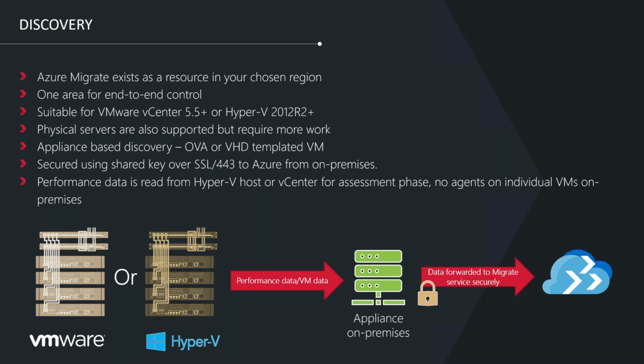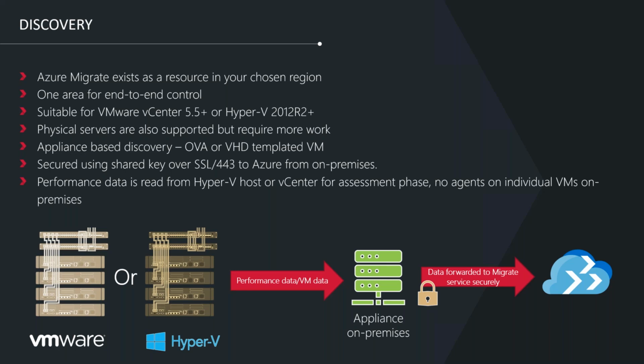basically, from an Azure Migrate perspective, it exists as a resource in your Azure environment. It's an end-to-end control plane, effectively, in Azure that you can use to go through those three stages from one management pane, which is really, really useful. So there's no darting about between different tooling or something like that. It's all there in one place in Azure. In terms of compatibility for on-premises, we're looking at VMware with vCenter 5.5 or higher.